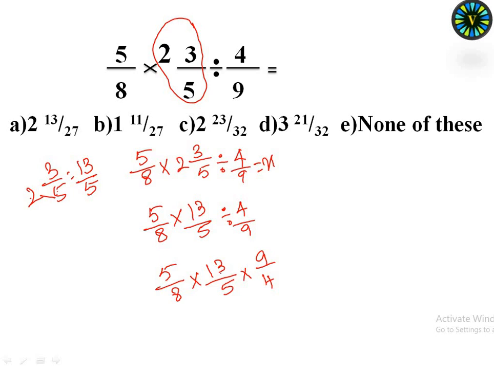Now check, is it possible to divide? Yes, it is possible to divide. 5 ones are 5. Any other thing left out to divide? No, there is no other thing. Then don't worry, just multiply whatever is left out, that is 13 into 9, divided by 8 by 4. Is this clear? So now let's multiply 13 and 9. What is 13 nines? 13 nines are 117. You must be knowing all these things.